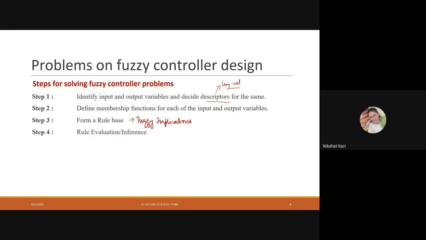The fourth step that we have is the rule evaluation or the inference that you need to perform. Once your rule base is done, you have to actually validate whatever you have created. This is the design that you are proposing. Whatever design you have conceptualized up till the rule base, you have to validate those rules. You have to evaluate those rules and see whether you are getting the appropriate output or not. So that is rule evaluation and rule inferencing.